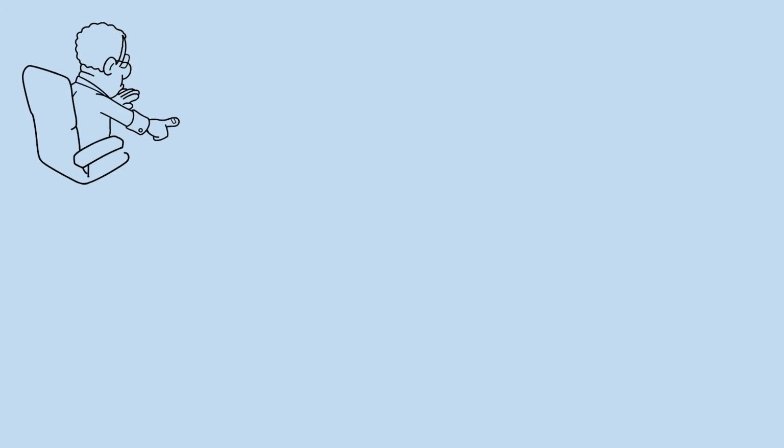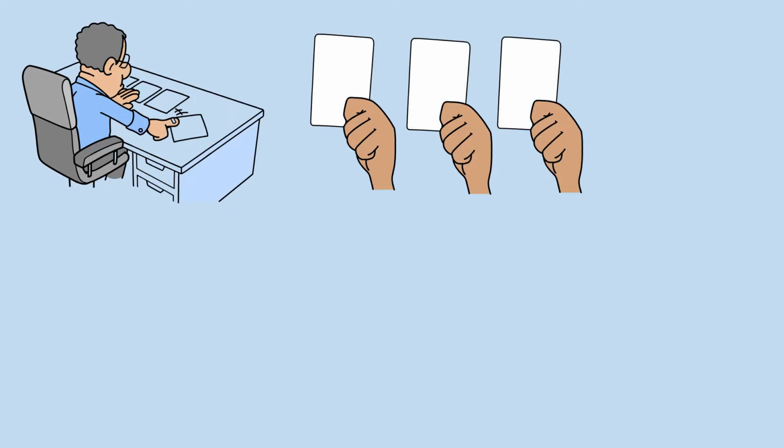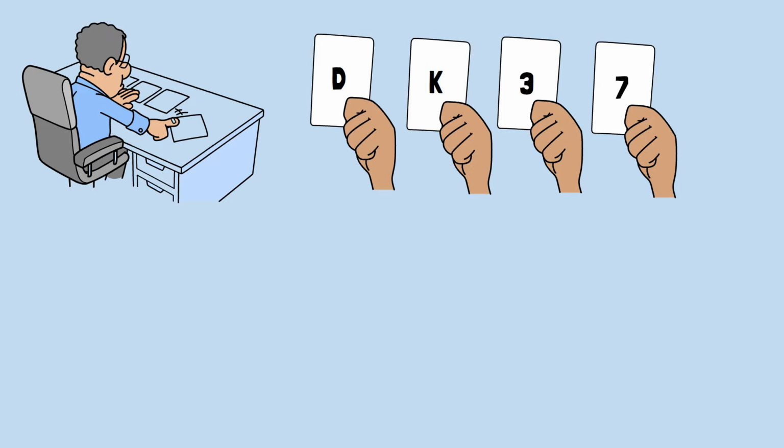You're sitting at a table with four cards spread out before you. Each card has a letter on one side and a number on the other. The four cards show D, K, 3, and 7. You're told there's a manufacturing rule these cards must follow. Every card with a D on one side must have a 3 on the other side.